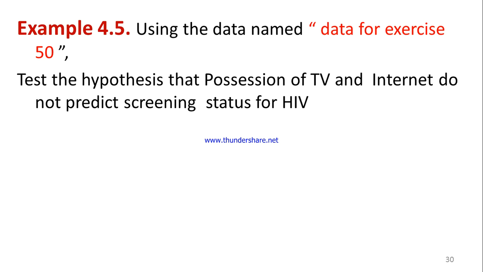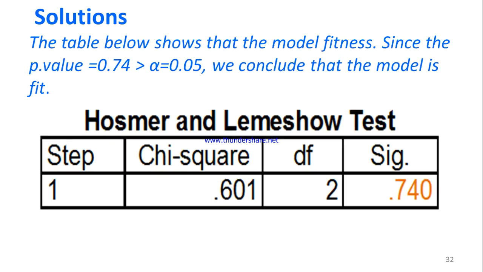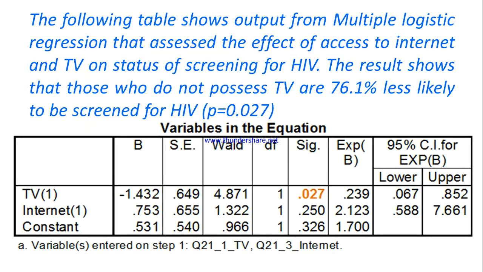I think you have the data with you, so try to do this, and then see the report or the conclusion. That has already been done for you, as you can see. The Hosmer and Lemeshow test, which shows the model fitness, is, as you can see, 0.74, which is very high, greater than 0.05. Therefore, we can see that the model is fit. So the assumption is satisfied.